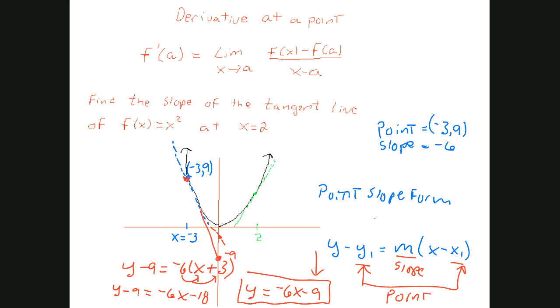Okay? So I should be able to ask you to write something in point-slope or in slope-intercept form. Now, if I ask you to write something in slope-intercept form, the first thing you should do is really write it in point-slope form and then change it up. Okay, that is the easiest way of doing it.